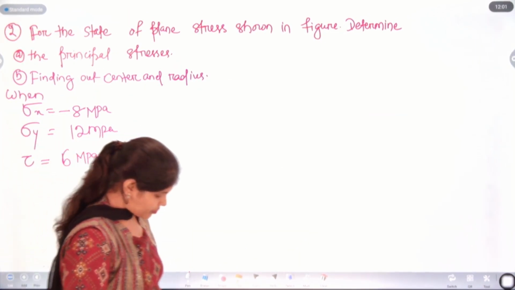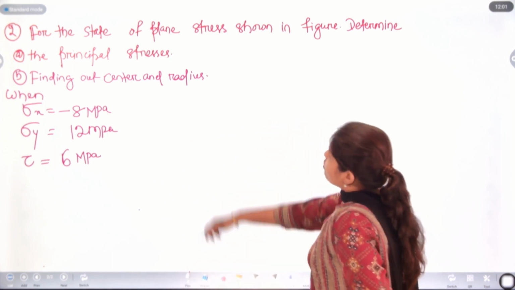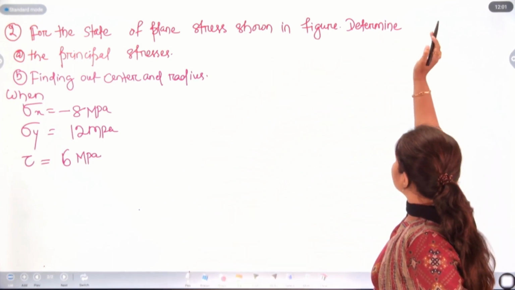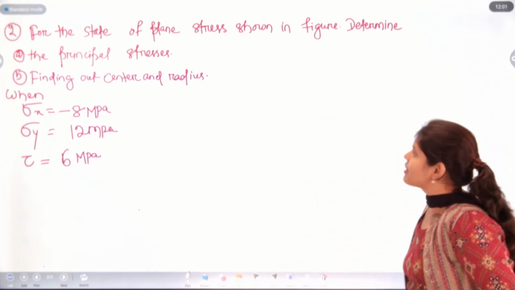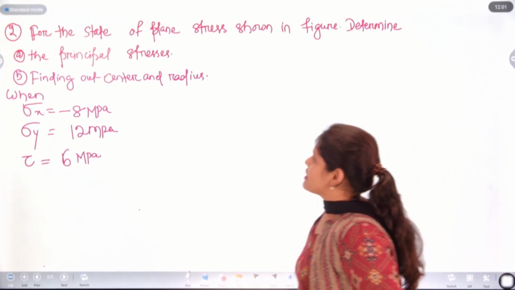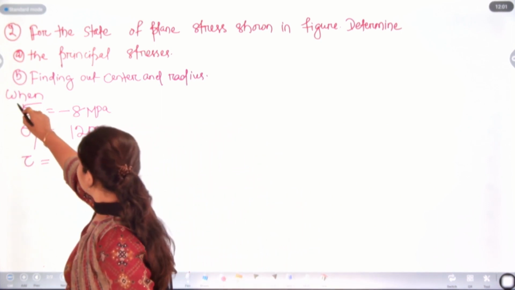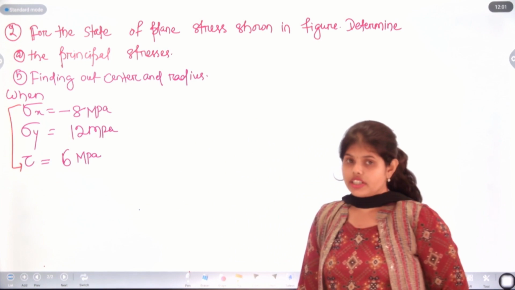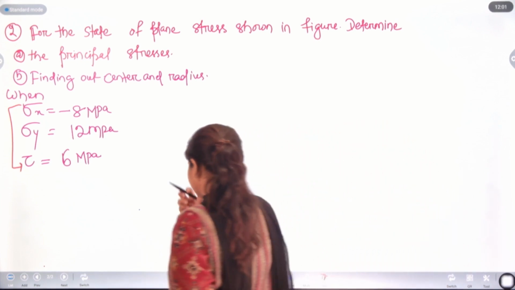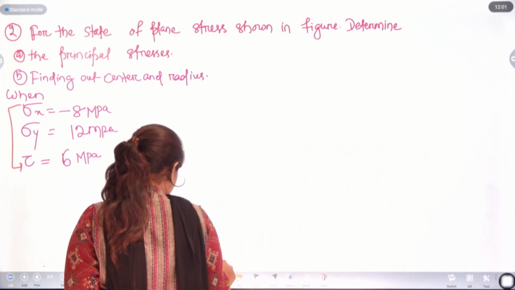What does it say? For the state of plane stress shown in the figure, determine the principal stresses, finding out the center and radius, while sigma x, sigma y and tau are given. You can see here, the angle is not given. So, let's draw.